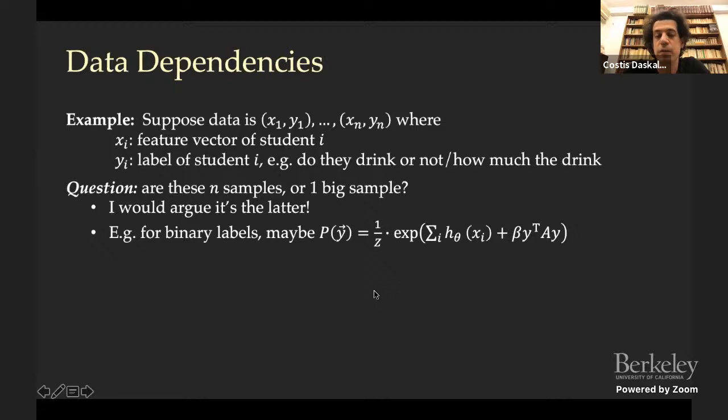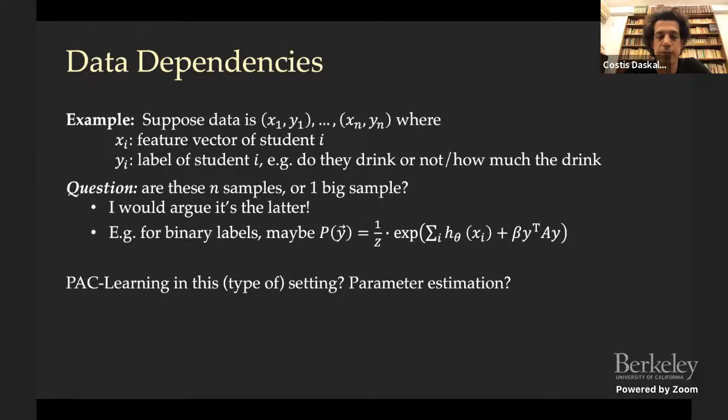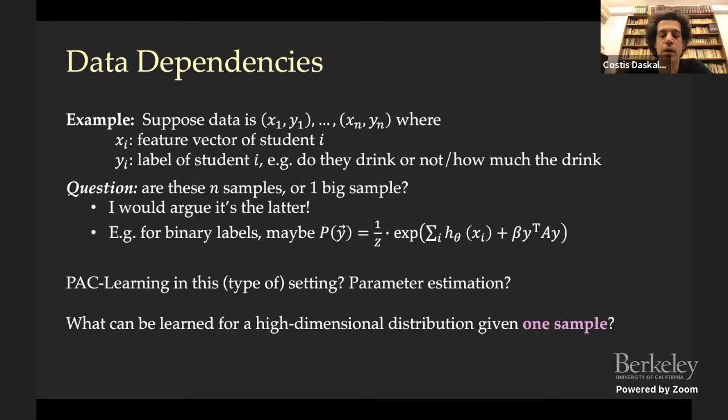This is a little example to illustrate settings where it's more appropriate to think of the data we have as dependent observations and not independent observations of some phenomenon. The type of question you would like to ask in these settings is: is it possible to prove PAC learning results like we have been doing for independent samples in this type of setting? Or is it possible to do parameter estimation in this type of setting? And more broadly, what, if anything, can we learn for a high dimensional distribution given a single sample from that distribution?